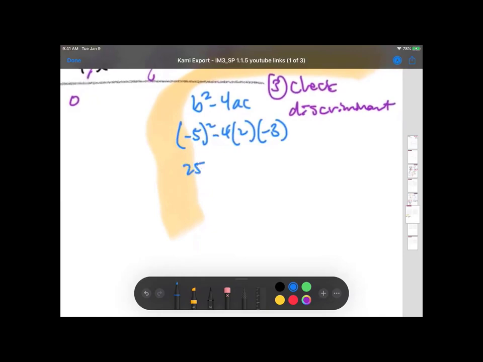We just simplify this and we're going to compare it to 0. Negative 5 times negative 5 is 25. And negative 4 times 2 is 8. 8 times negative 3 is positive 24. 25 plus 24 is 49. And if I compare that to 0, it is greater than. If you remember our previous lesson, when it's greater than 0, then we have two real solutions. What does that mean? There's going to be 2 points of intersection.